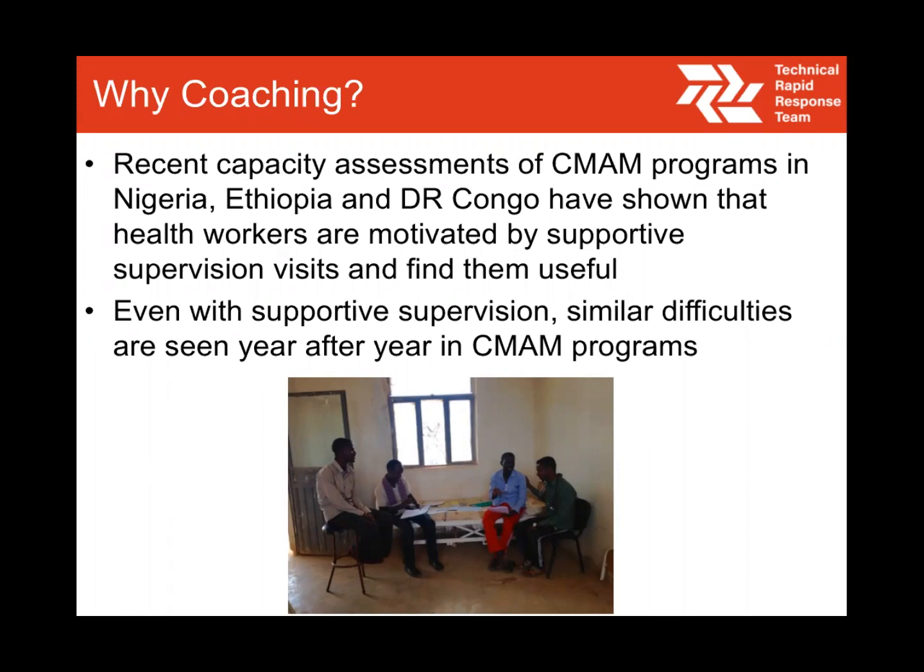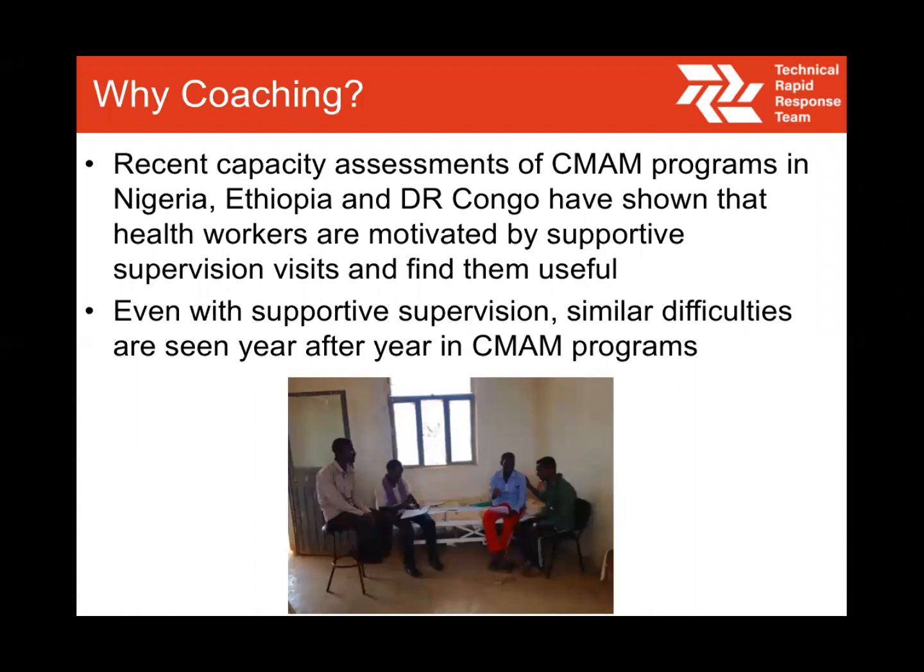And all of these assessments have shown that health workers are very motivated by supportive supervision, and they find them useful. And even with supportive supervision, there are similar difficulties seen year after year in CMAM programs. And so really this initiative was born out of the need to take a look at how we're providing support and capacity building to health facilities and what can best be done to improve this.